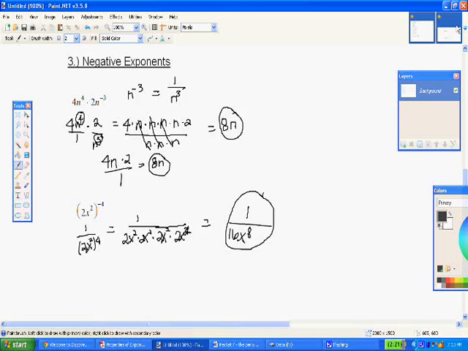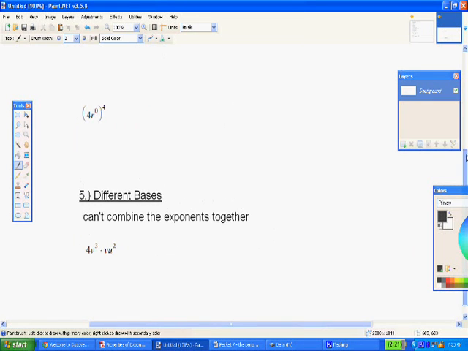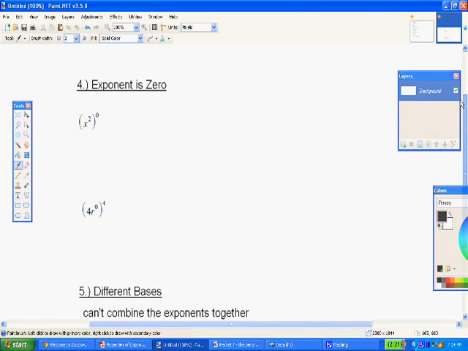Alright. Now, we're going to go over 2 more rules. Rule number 4. What happens if your exponent is 0? Well, this one's really simple. Anytime you see a number or an expression that's set to the exponent of 0, it's always going to equal 1. So since this whole parentheses right here is set to the exponent of 0, this is simply 1.